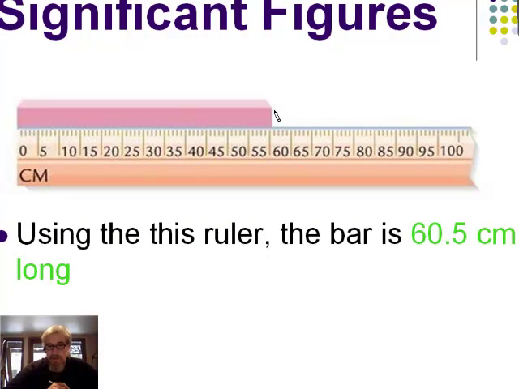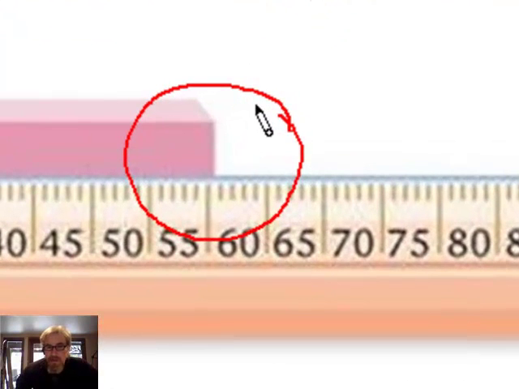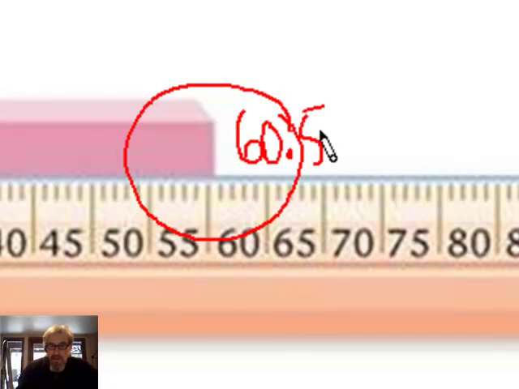Same bar, different ruler. If we focus in on just this portion, we could say that the bar is for sure between 60 and 61 centimeters long, bigger than 60, smaller than 61, and then we'd have to estimate. Now I'm estimating that it's halfway between 60 and 61, and so based on that, I'm going to write down that this bar is 60.5. I'm including all the digits I know for sure. I know for sure the tens place is 6. I know for sure the ones place is 0. And I'm estimating that the tenths place is 5. So that's 3 significant figures. 2 I know for sure, 1 that I'm estimating.